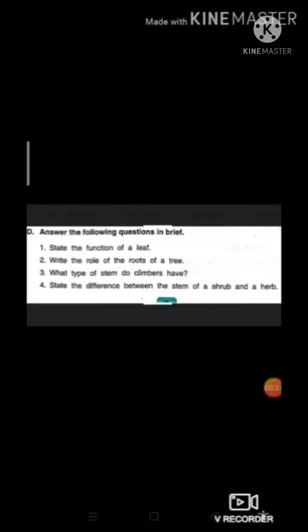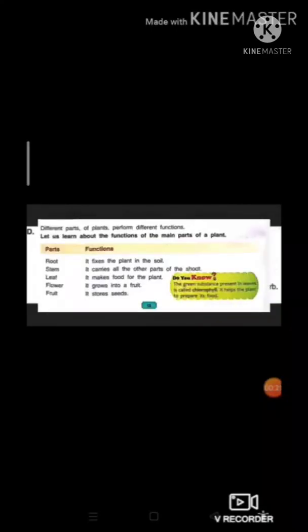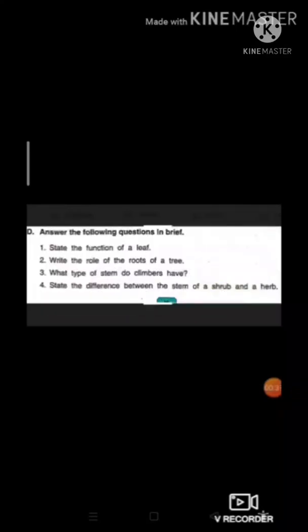Children, as we have discussed on page number 12, just see a picture. We all now know the functions of different parts of the plant. So, we also know about the leaf, that it makes food for the plant. Students, green leaves are basically the food factory of a plant. Plants make their food with water and carbon dioxide in the presence of sunlight.